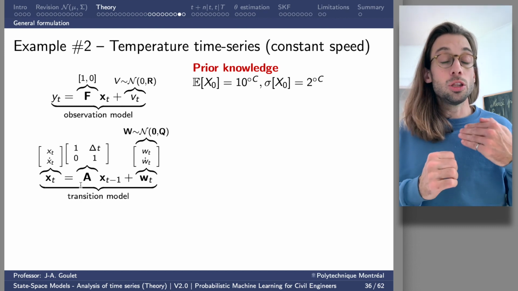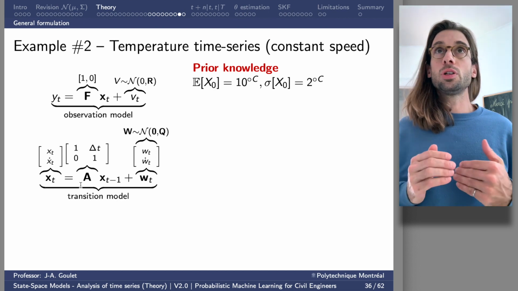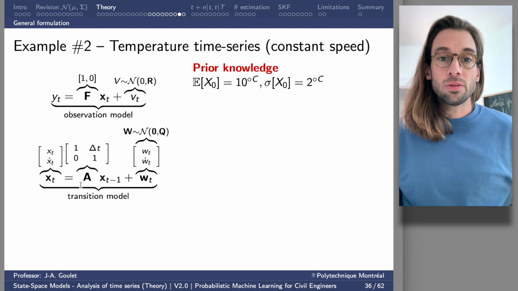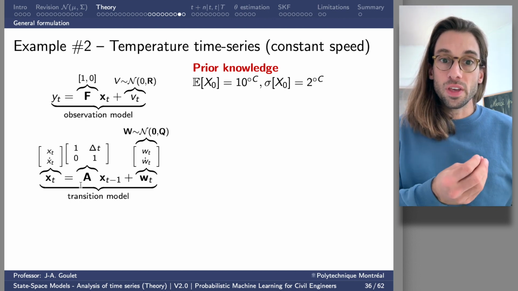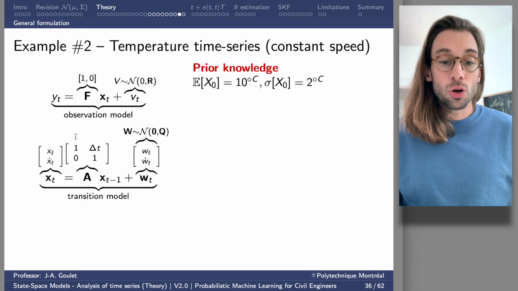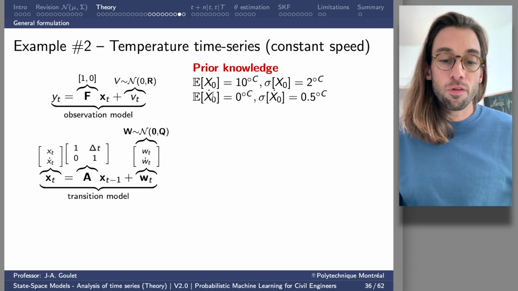So now I not only have to define my prior knowledge for the actual temperature, but also for the actual speed, okay? So I have to define an expected value and standard deviation for both the temperature and its rate of change. For the temperature, let's assume the expected value is 10 degrees Celsius and the standard deviation is 2 degrees Celsius. The same thing for the speed.